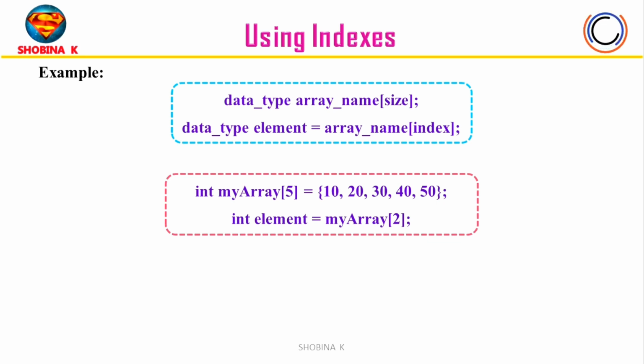This line is used to access an element within the array. Data type, this is the same data type as in the array declaration. Element, this is the variable that will store the value of the accessed array element. Array name, this is the name of the array you want to access. Index, this is the position of the element you want to access within the array. Now the code snippet, int element = myArray[2], accesses the element at index 2. That is the third element in myArray, which is 30. So the first line declares an array and the second line is an example of how you can access a specific element within that array using the array subscript operator, that is square brackets, and the index.